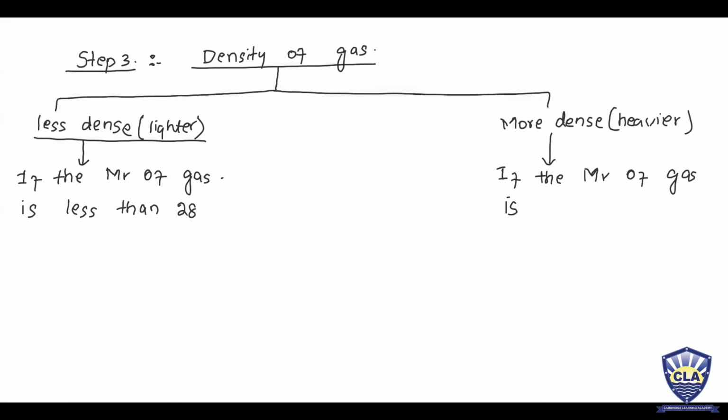If the MR of gas is more than 28, okay, my dear students, so what is first of all meant by the word MR? Let's suppose we have got 2 gases, CO2 and the second gas, that is NH3. Now if we want to calculate their MR, how could we calculate it?